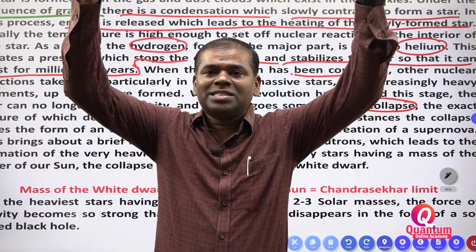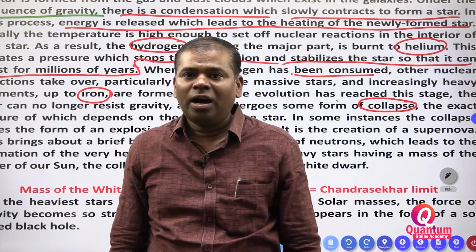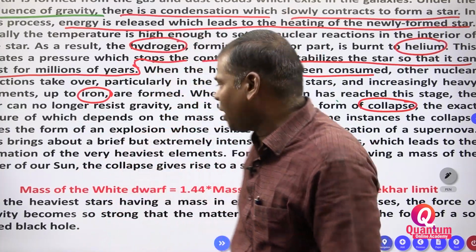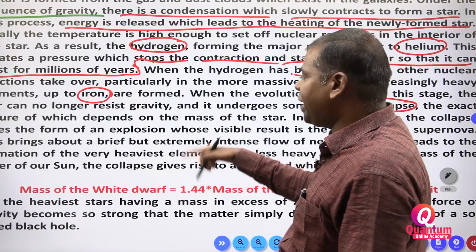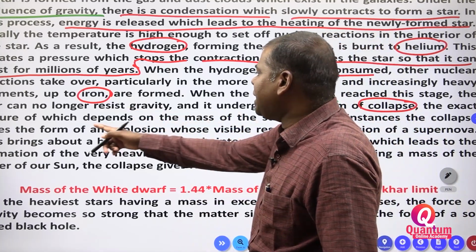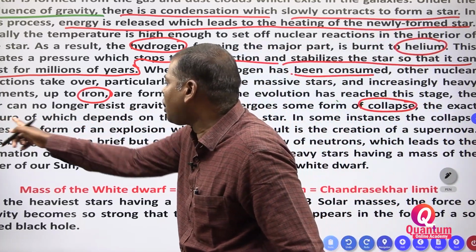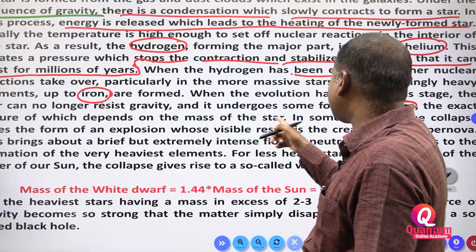The star immediately collapses, into the earth or whatever another planet also. So that is the thing. It won't be resisting. What will happen to each one? It is some form of collapse. The exact nature of it depends on the mass of the star.